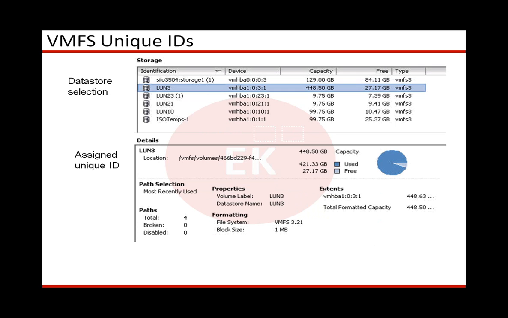Now, earlier I said the four-part device name. Now you can see it here, and the highlighted friendly name is LUN3, for example. The device name is going to be VMHBA1031. That's going to be the four-part device name.